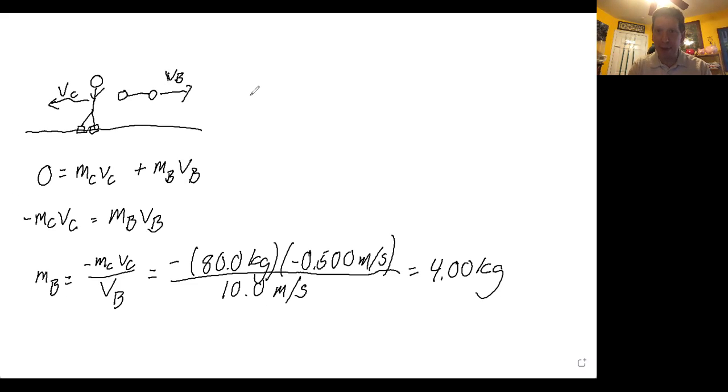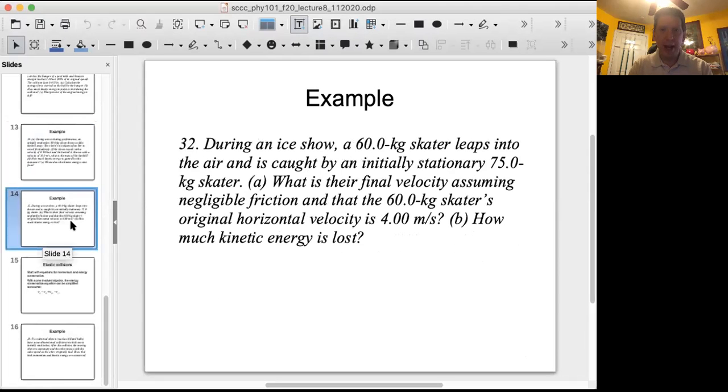Okay, one more example before we get to elastic collisions. And this is number 32 in your book. During an ice show, a 60.0 kilogram skater leaps into the air and is caught by an initially stationary 75.0 kilogram skater. What is their final velocity, assuming negligible friction, and that the 60.0 kilogram skater's original horizontal velocity is 4.00 meters per second? And then you're asked how much kinetic energy is lost.